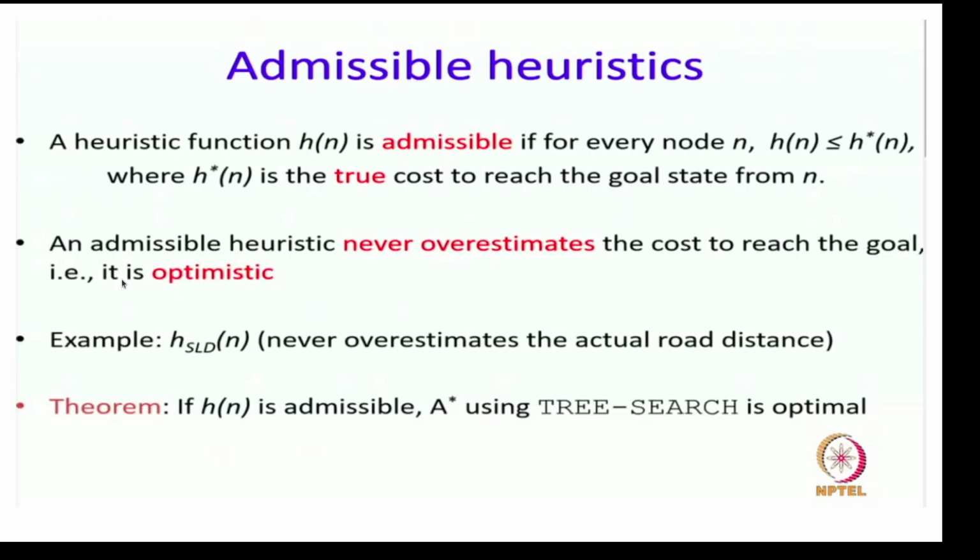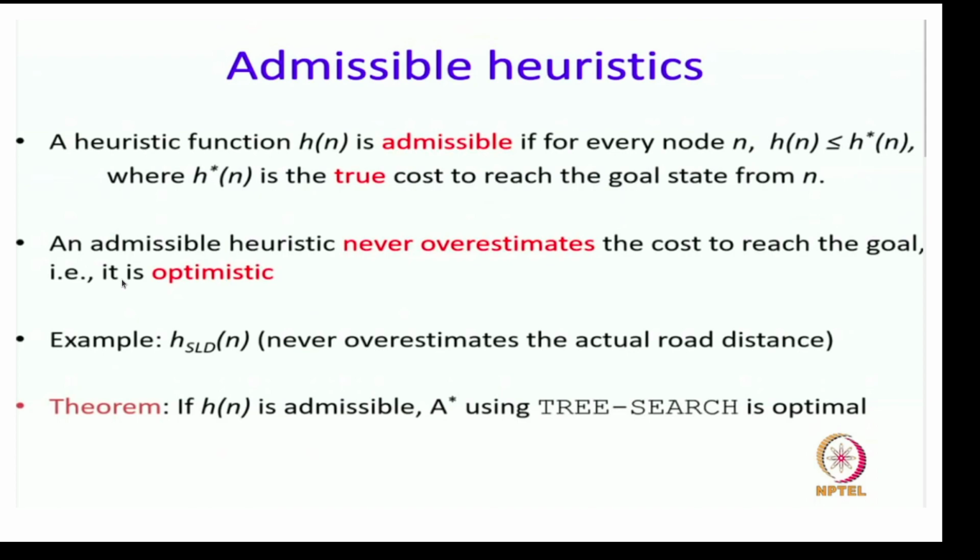Now come to some important concepts. Admissible heuristic. What is this term? Heuristic means extra information about the problem, or intelligence you have, that you are going to use in your problem solving technique. This is known as heuristic. Okay, cool. But what is admissible here?